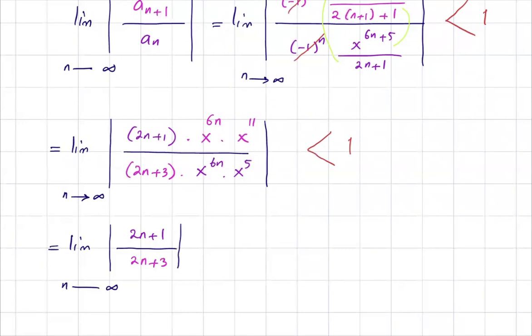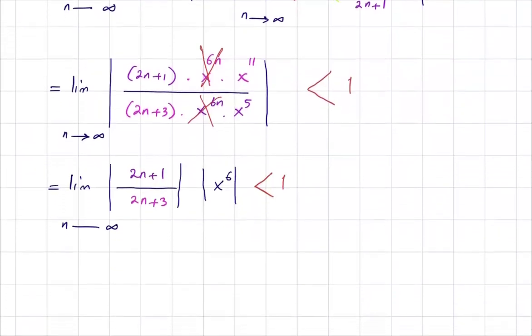Why is that? Because here you end up with x to power 6n and x to power 6n, they get cancelled out, and you end up with absolute value of x to 11 divided by x to 5, which is nothing but x to power 6. And this guy must be less than 1. Now we get to the point at the beginning I told you it all depends on the inverse tangent, and x has nothing to do with this.